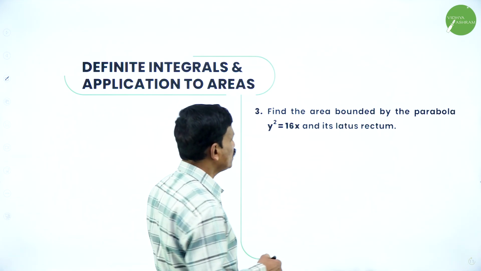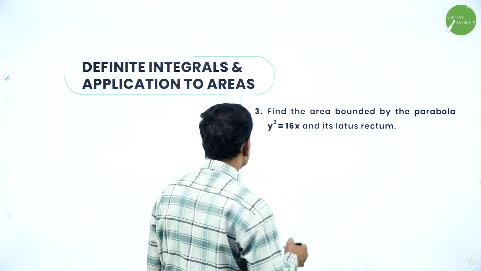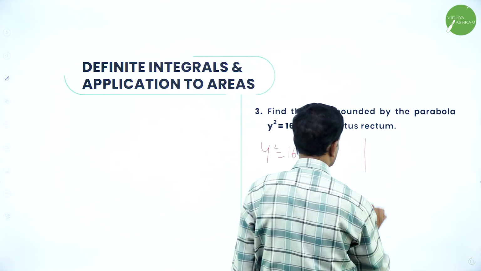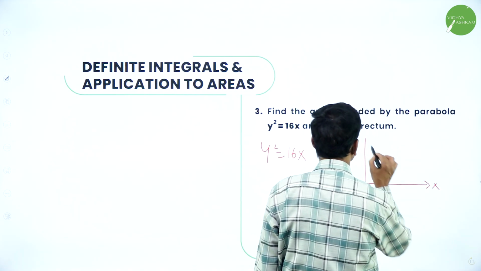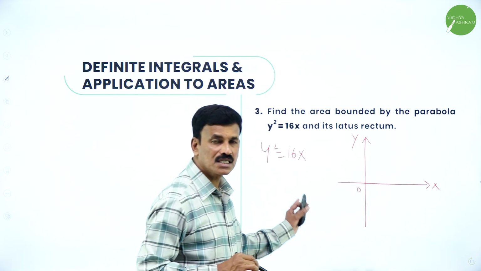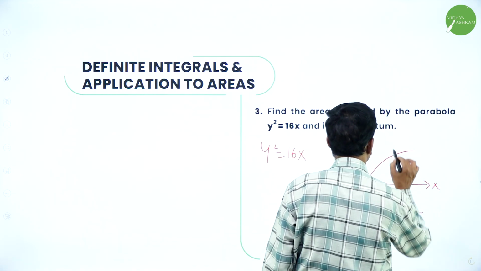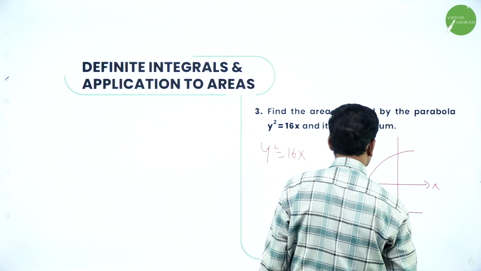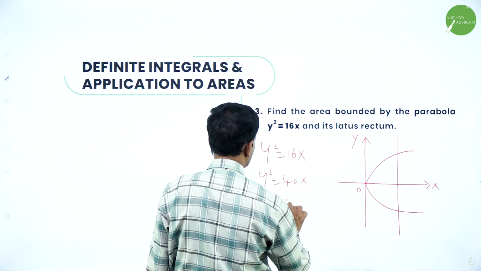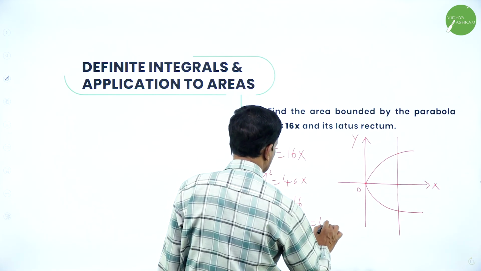Find the area bounded by the parabola y square equals 16x and its latus rectum. What is given here? y square equals 16x. Now y square equals 16x is an equation of a parabola in the standard form y square equals 4ax, a parabola opening to the right side. This is the curve given. So here this is the latus rectum. Now comparing with y square equals 4ax, 4a equals 16, therefore a equals 16 by 4, that's equal to 4.